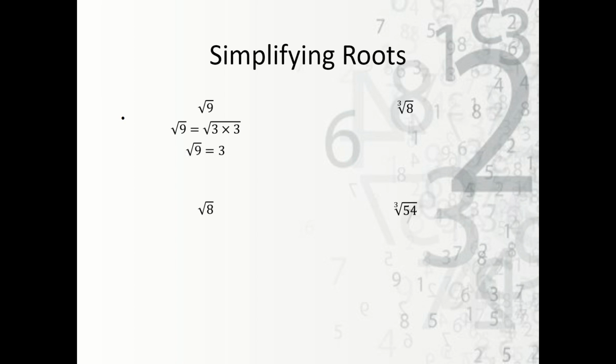Now let's look at the cube root of 8. Well, 8 is really 2 times 2 times 2. So it is a perfect cube because it's 2 3 times, right? So it's 2 to the 3rd power. So we can pull that out and our answer then would be 2.